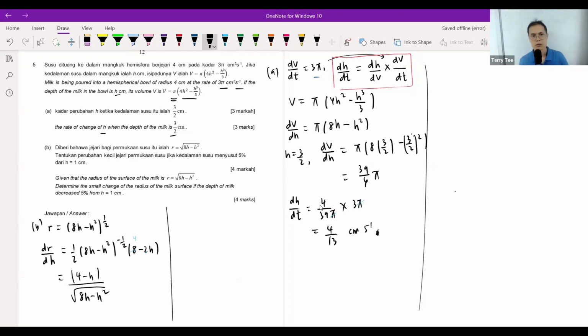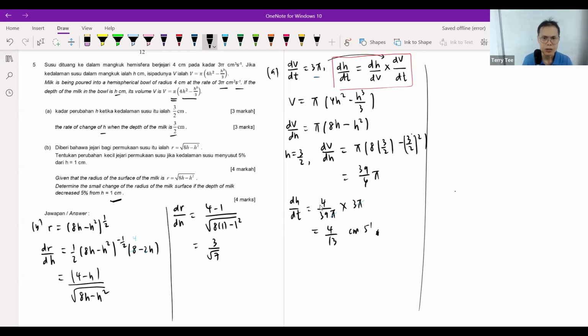So to find your r value, you're supposed to find the small change in the radius, your delta r. We need to first find your dr/dh when your h is 1. So when your h is 1, you substitute 1 inside. This will be 8 times 1 minus 1. Not a nice number because it's in the form of square root, right? 8 minus 1 is 7. So it's 3 over square root 7.